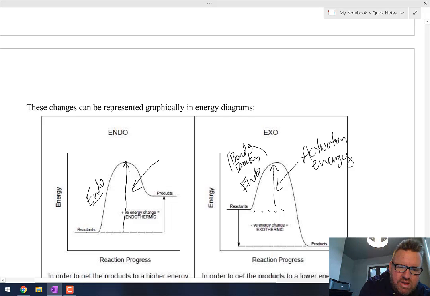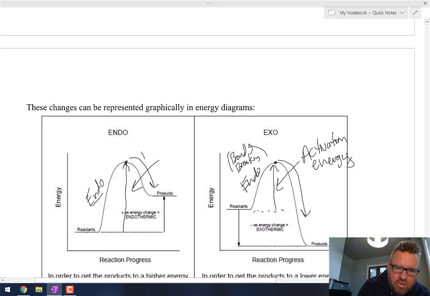Now, once you get to this point right here, sometimes this point is called the activated complex. You're kind of in between the reactants and the products, but you've broken all of those reactant bonds that are going to break. Well, now you start to release the energy, and now you start to release the energy here.